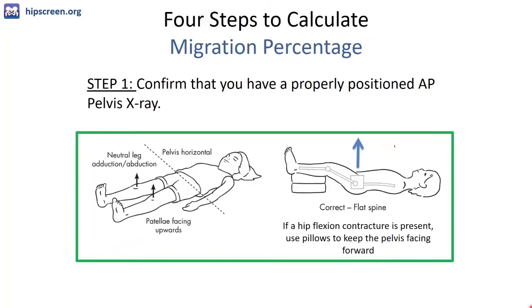The first step to calculate migration percentage is to confirm that you have a properly positioned AP pelvis X-ray. For proper positioning, the child should be positioned with the pelvis horizontal, the legs in a neutral position, that is not spread apart, but straight down from the pelvis. The patella should also be pointing straight forward. It's important that if the child has a hip flexion contracture, pillows are placed under the legs so that the pelvis points straight forward.